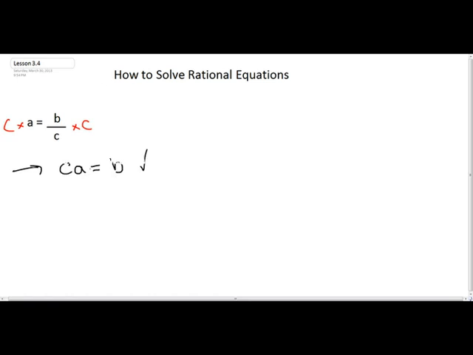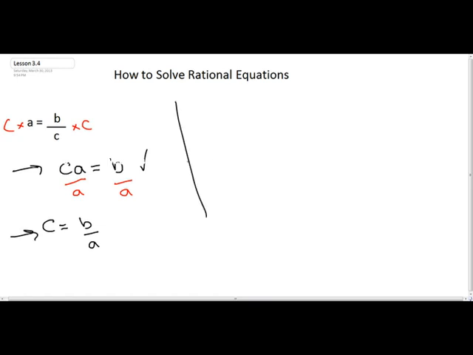Now, let's solve for c. So again, we ask what's being done to c. Well, c is being multiplied by a, so we're going to divide both sides by a, and let's see what this gives us. We're going to have c is equal to b over a.